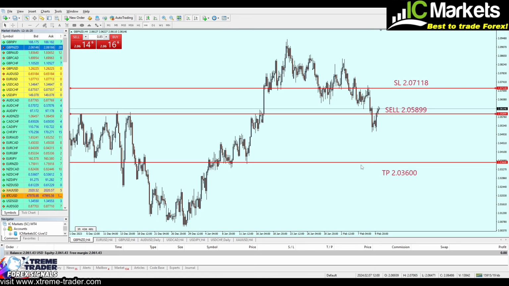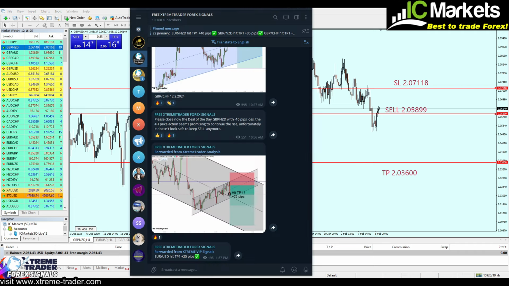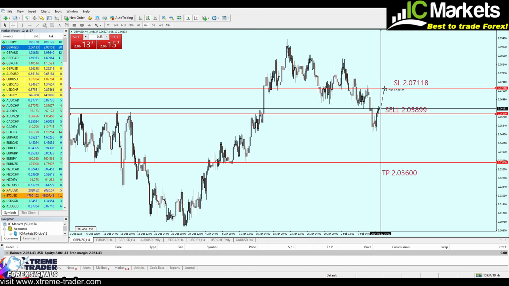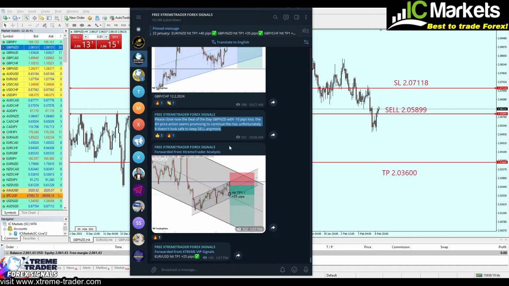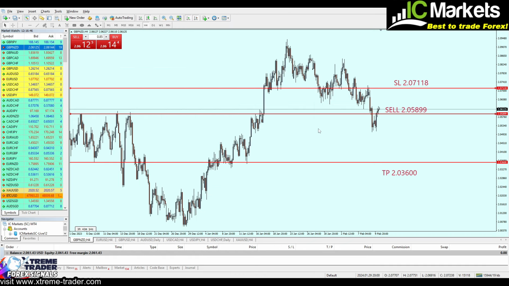Now, of course, this trade unfortunately is not going well. If you guys have actually joined our free group on Telegram, I already sent this message about 3 hours ago, informing everybody to close it right now with 10 pips of loss, so we don't risk losing 95 pips more. Those who joined the free Telegram group received these notifications and were able to close it with a small loss instead of facing big losses.